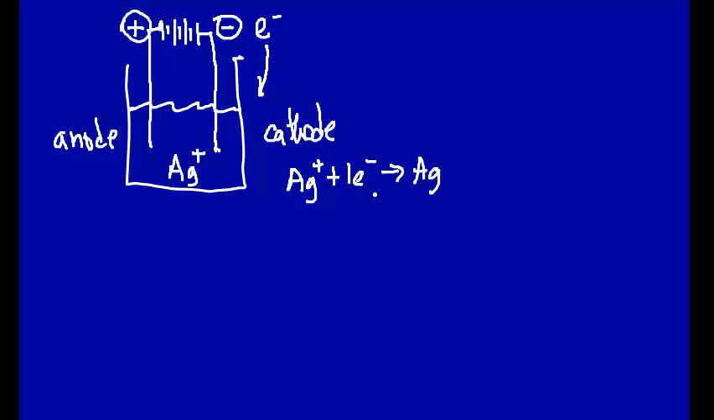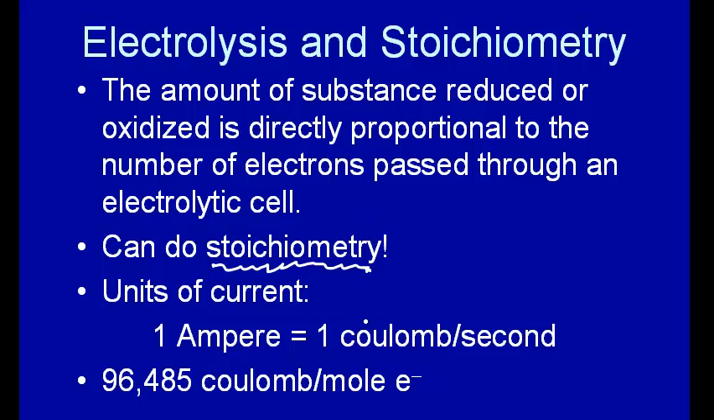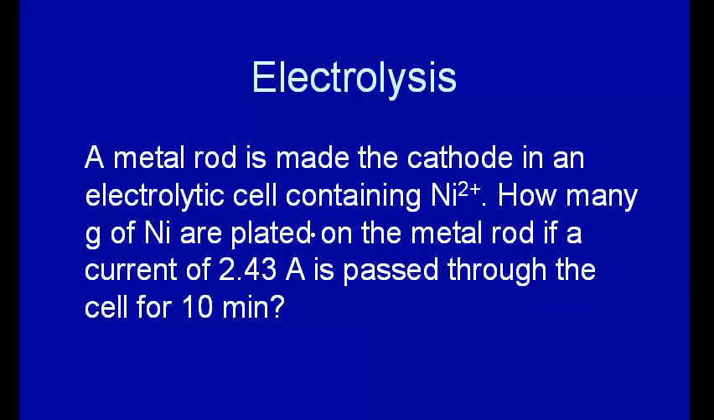So you consider these electrons just as a reagent like we did in Chemistry 107. And the number of electrons transferred can be determined by the current times time divided by the Faraday. All right, so let's do some stoichiometry. A metal rod is made the cathode in an electrolytic cell containing nickel 2+. How many grams of nickel are plated on the metal rod if a current of 2.43 amp is passed through the cell for 10 minutes?